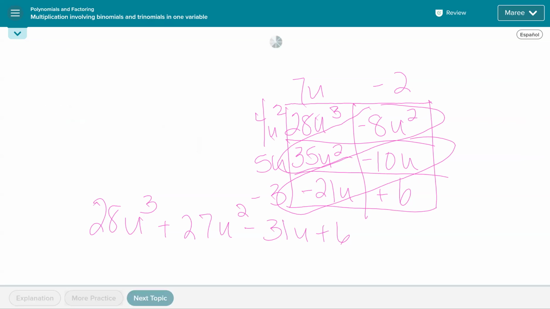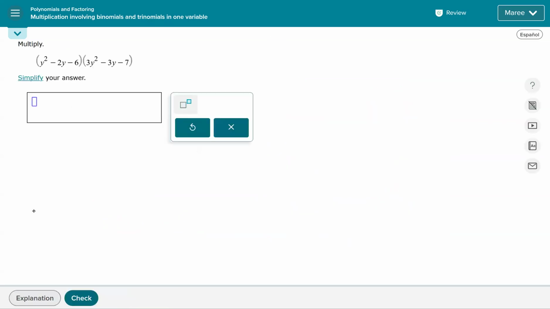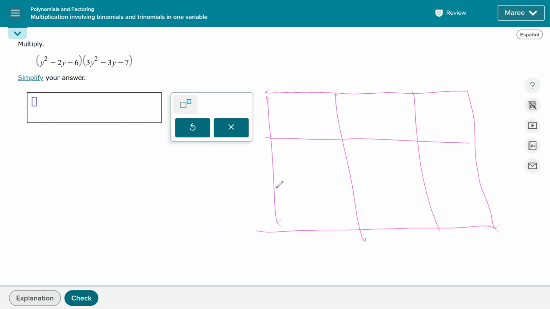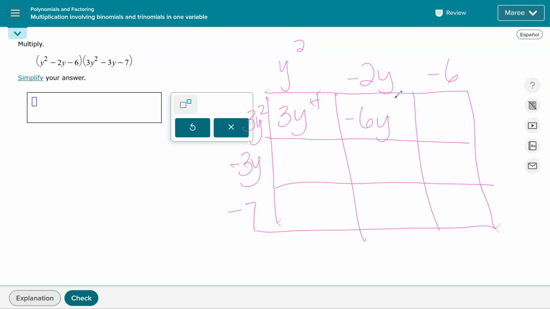All right, and we'll do one more for our third one here. This is a 3 by 3. Awesome, so we get to do an even bigger one, just 3 columns, 3 rows. So we have y squared, minus 2y, minus 6, and 3y squared, minus 3y, minus 7. Watch those signs. So 3y squared times y squared is 3y to the 4th power. Negative 6y cubed and negative 18y squared.